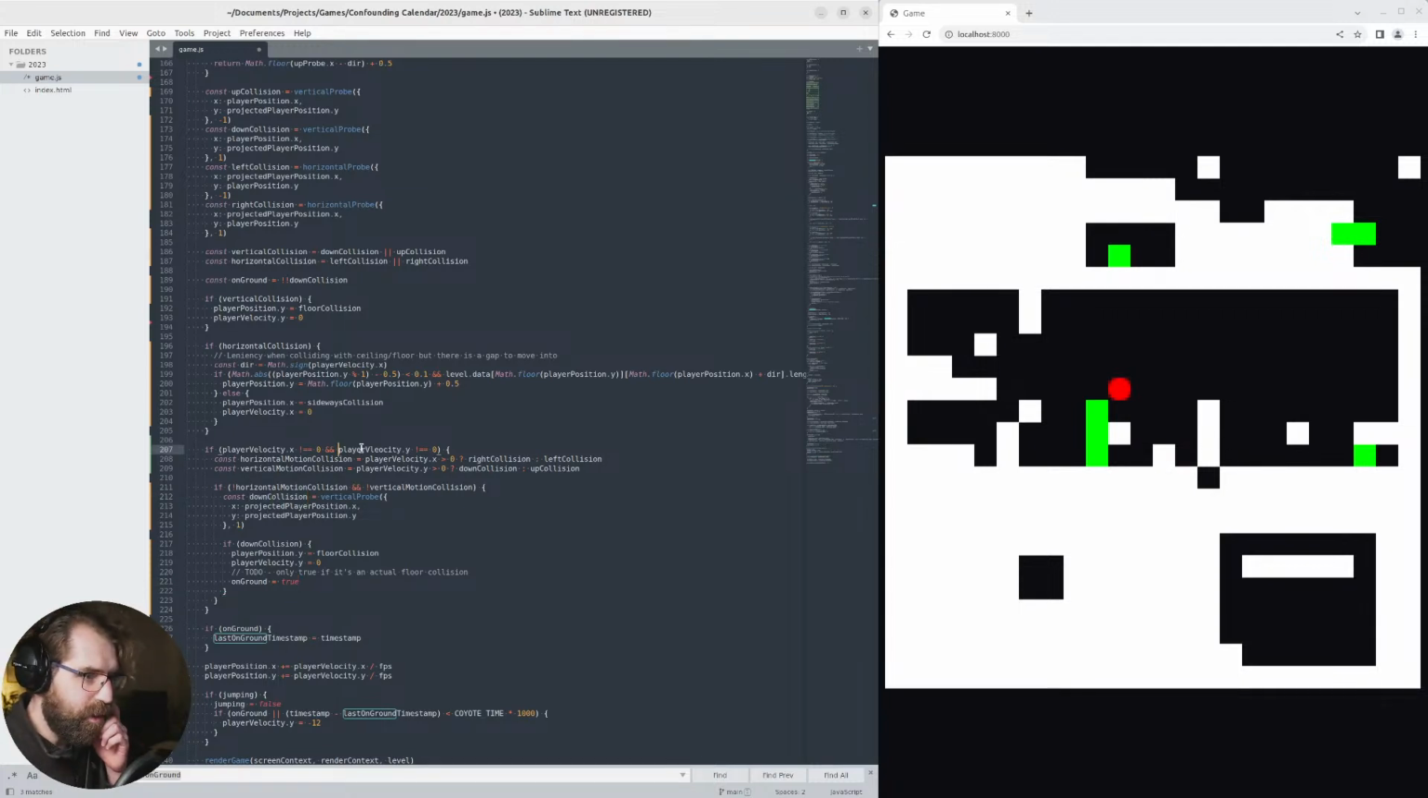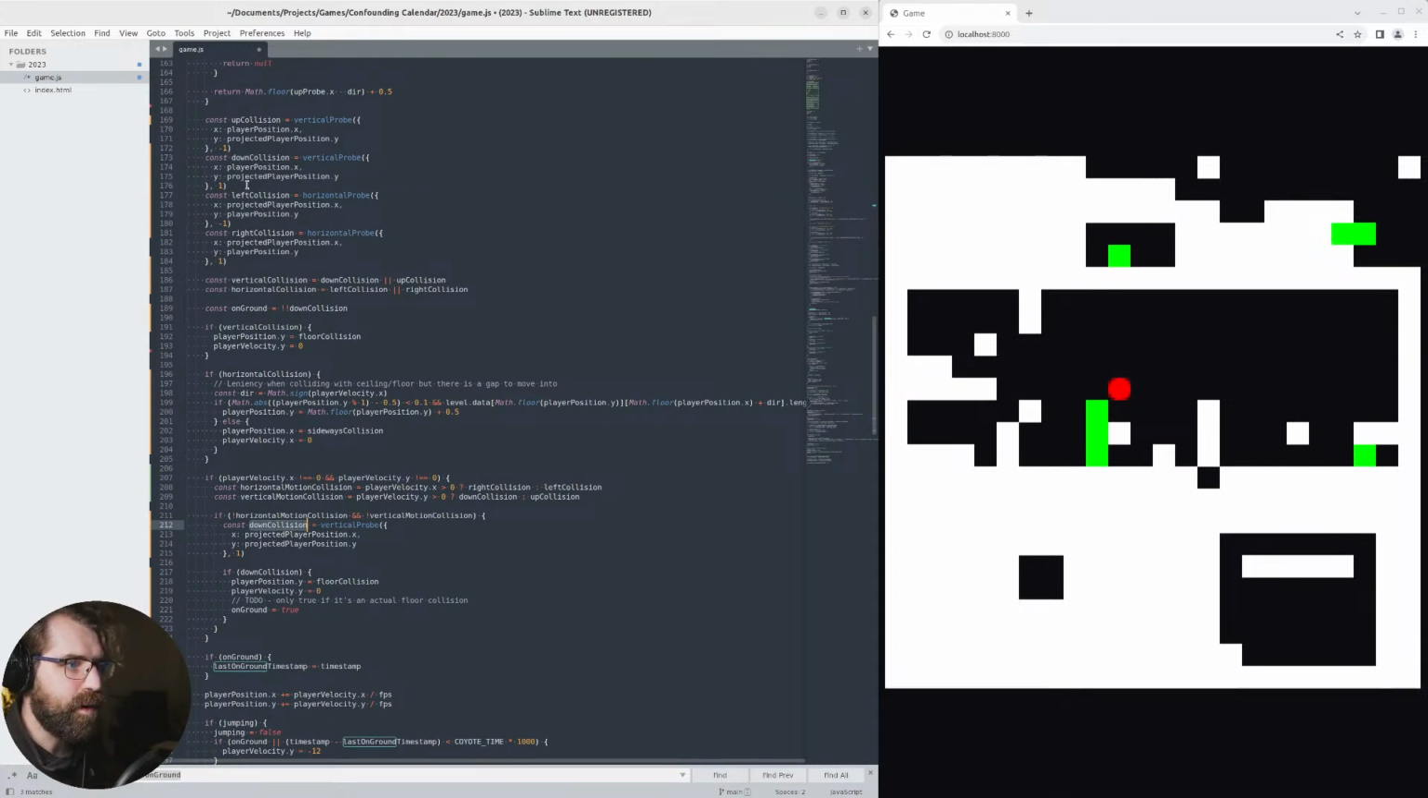Yeah, I actually only want this if. I think I actually want to do both. Okay, so the other vertical probe as well, so up collision.